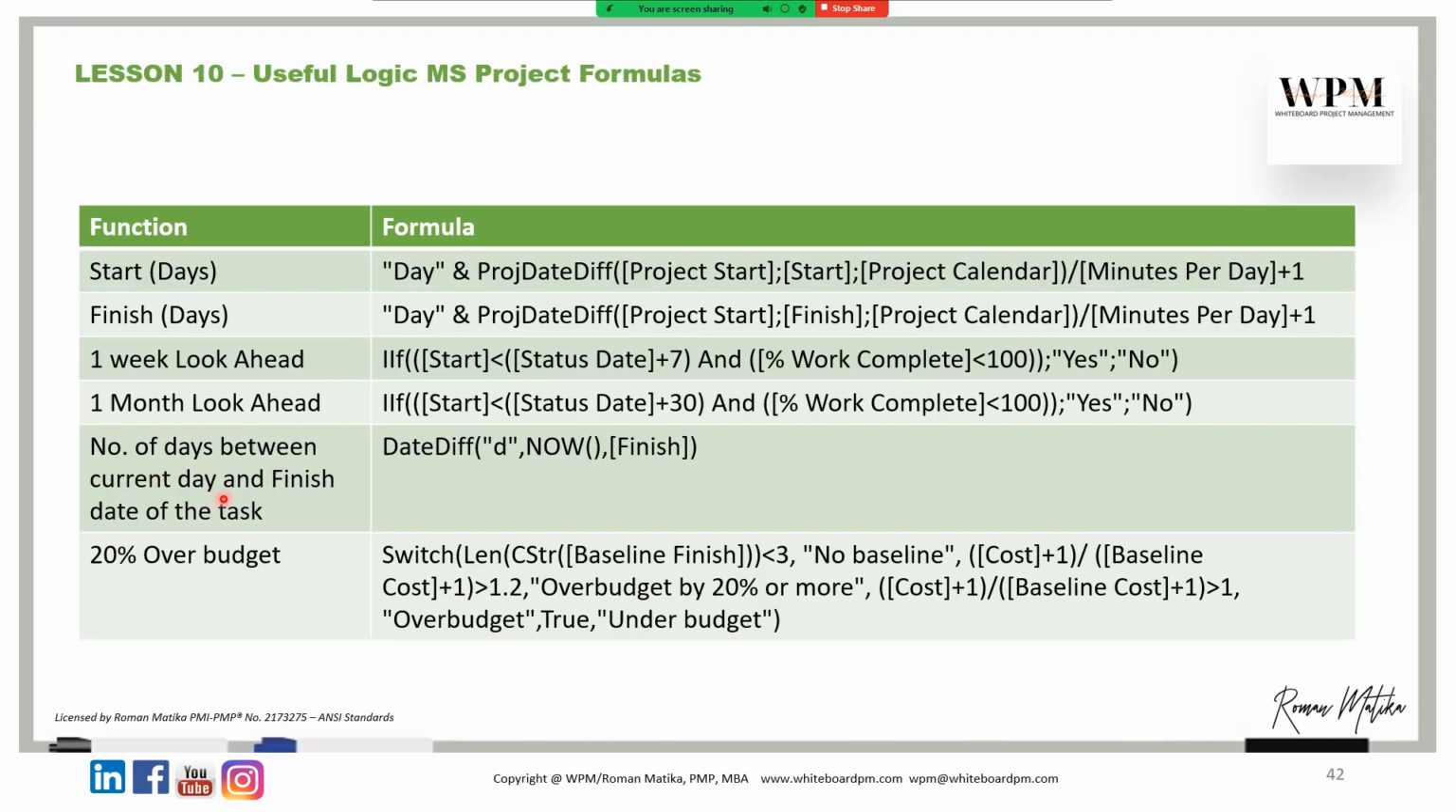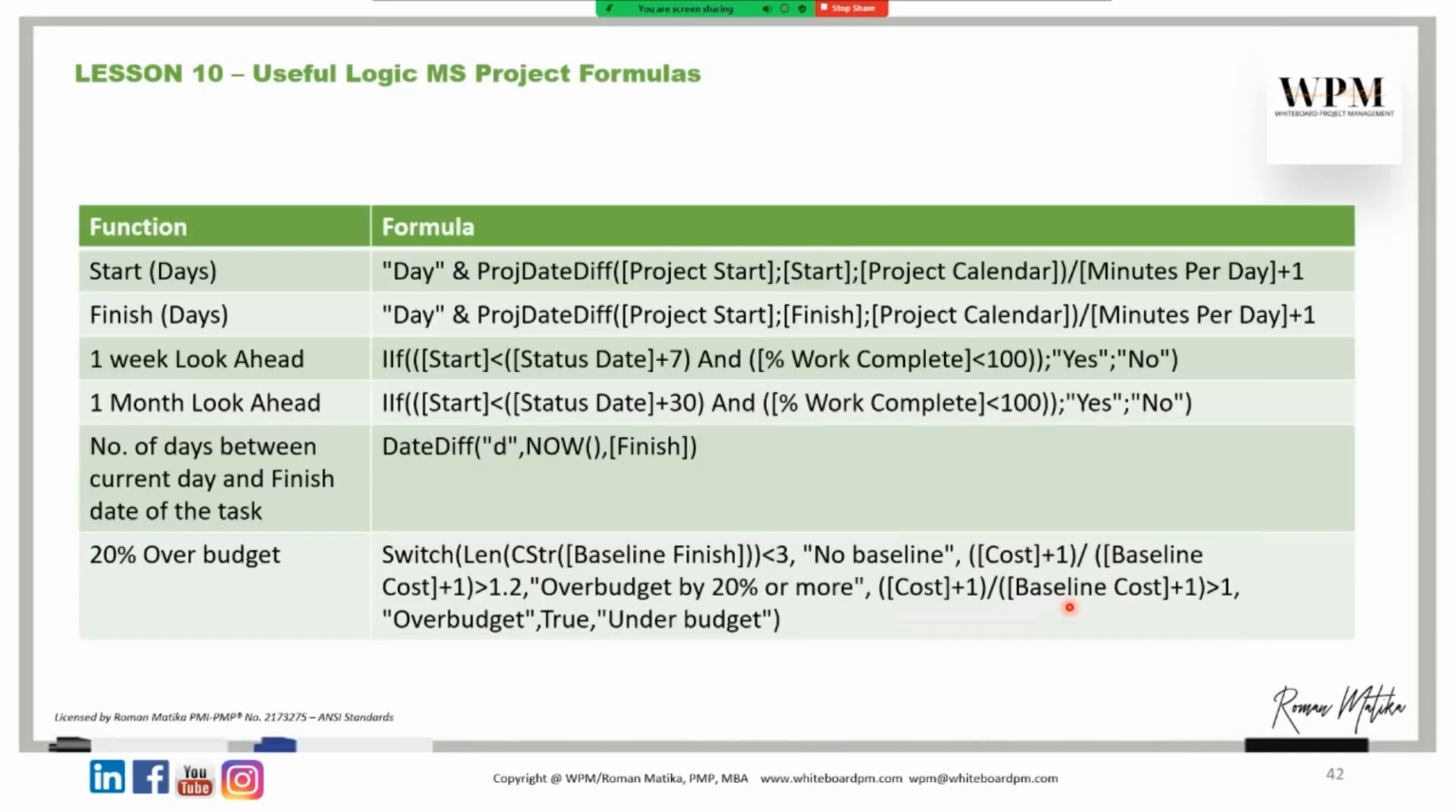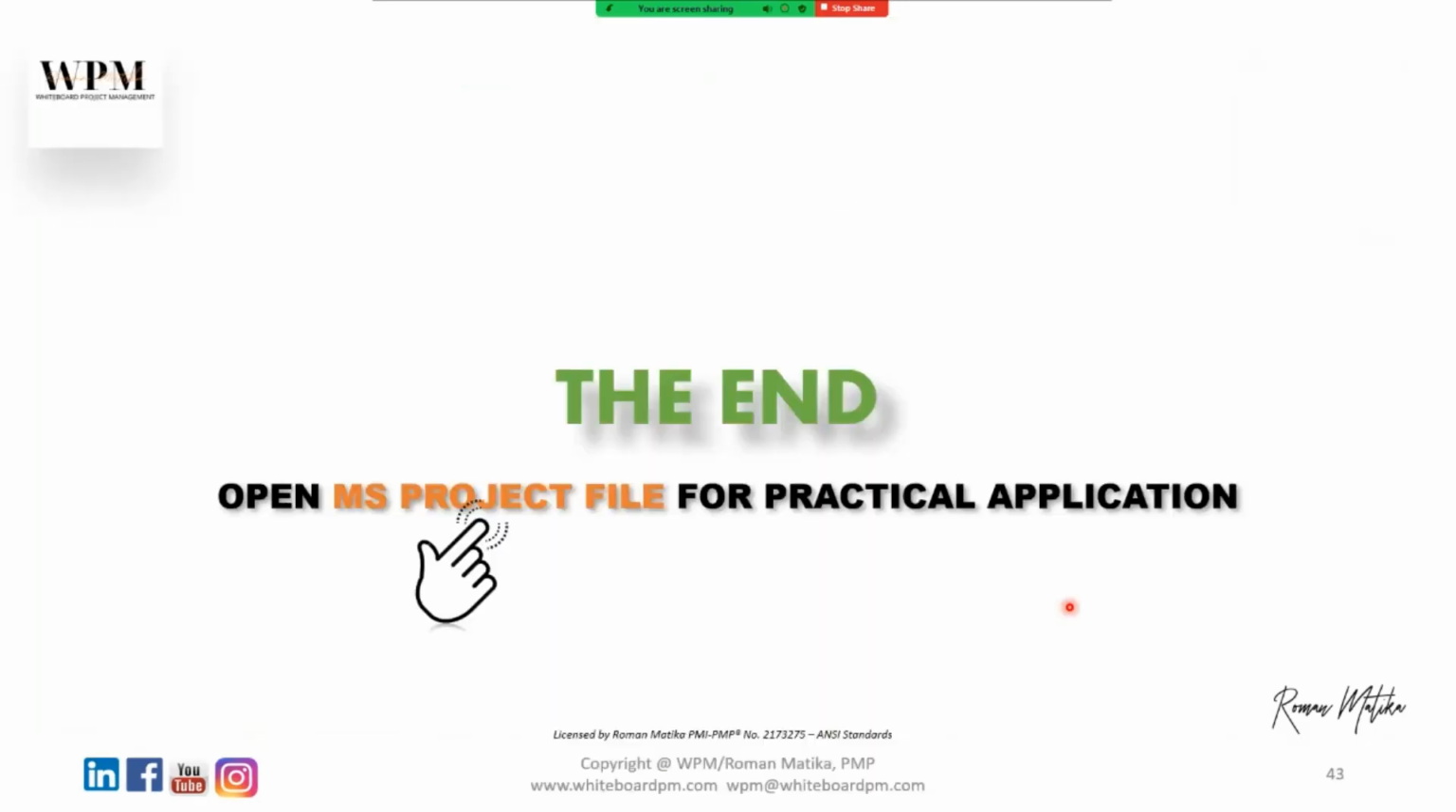Number of days between current date and finish date, so how many days are left to finish the project, also this one, date difference, and 20% over budget. If we reach, let's say, 20%, you can change this percentage by changing the percent here. So simply copy this formula and paste it in the formula section for the individual text, and you will be happy to see everything in front of you.